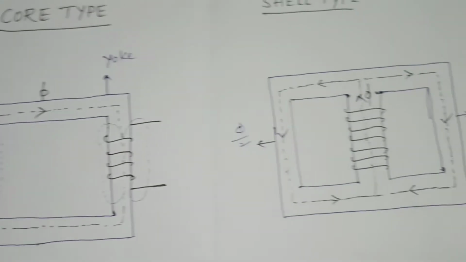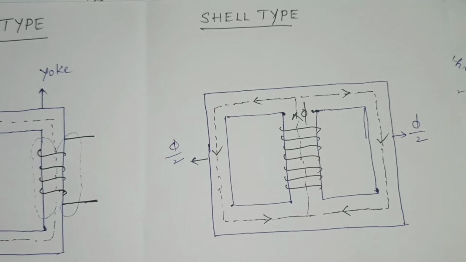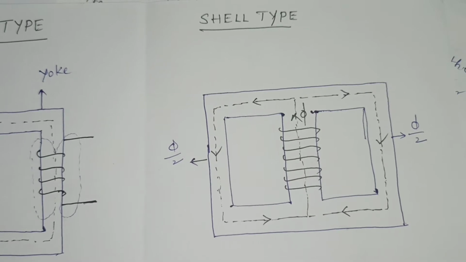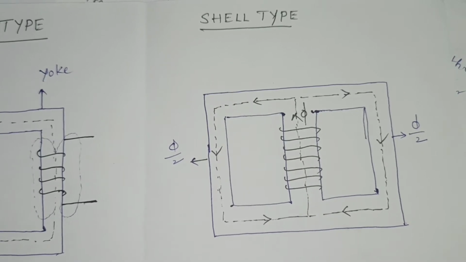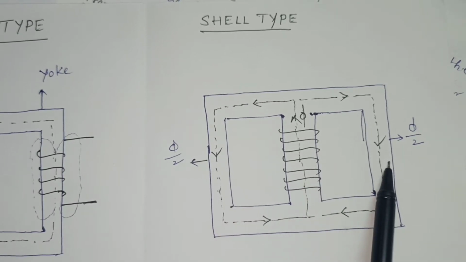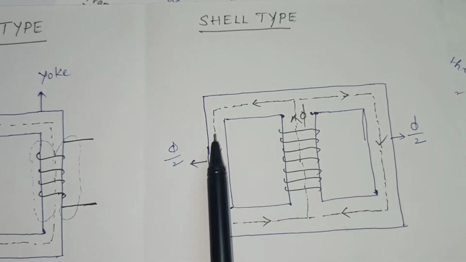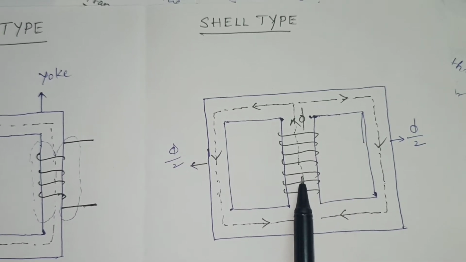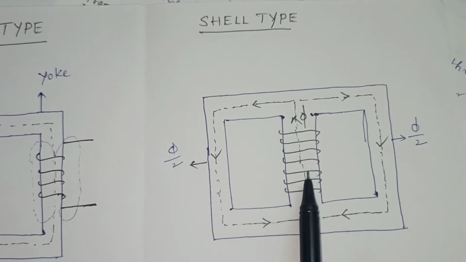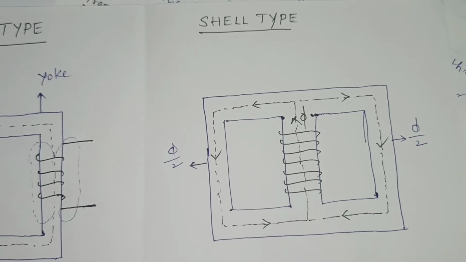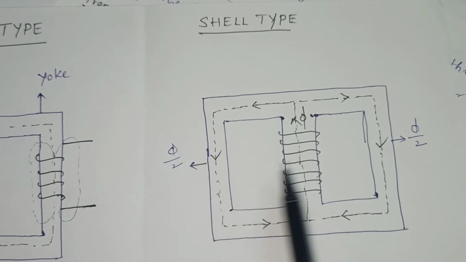Coming to the shell type transformer, this is the main structure of the shell type transformer. The winding is wound on the middle limb only. Now in total we have three limbs in our shell type transformer: 1, 2, 3. The middle limb is provided with the winding, and the winding is surrounded by the core.